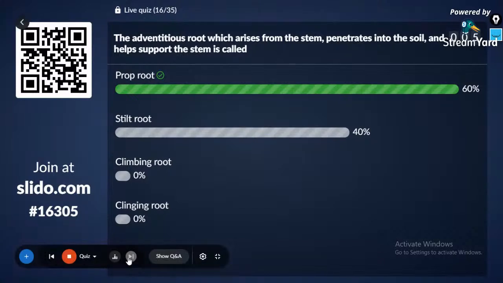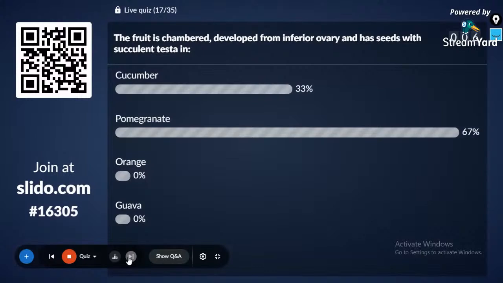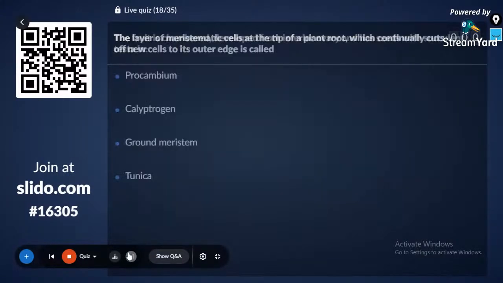The fruit is chambered, developed from inferior ovary, and has seeds with succulent testa in cucumber, pomegranate, orange, guava. Perfect, guys. It is cucumber. Not pomegranate. Next question on the screen.